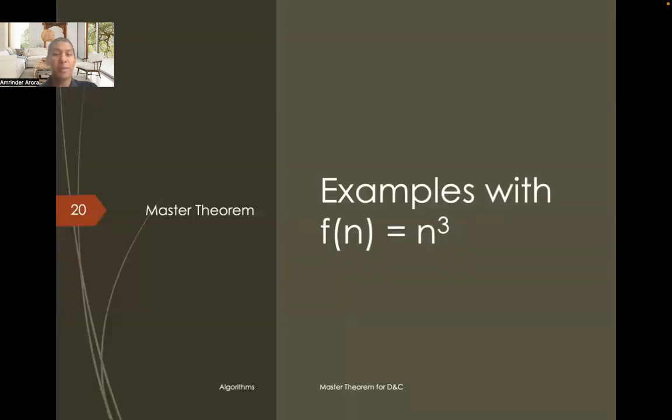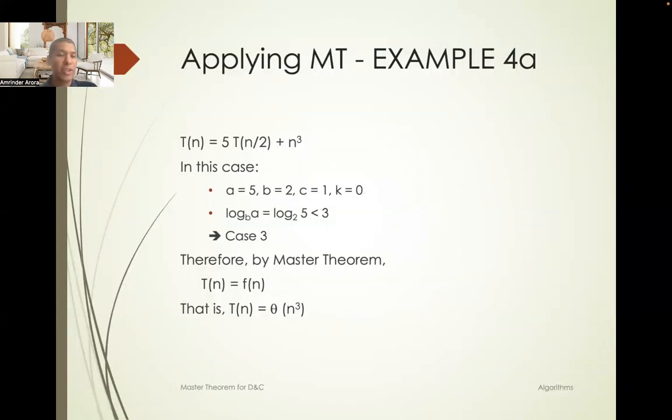Let's take some more examples. We're going to keep f of n constant and change a and b to see what happens here. This is our example for a. T of n is equal to 5T of n by 2 plus n cubed. So a is equal to 5, b is equal to 2. Sorry, c should be equal to 3 here because the exponent is 3. k is equal to 0.